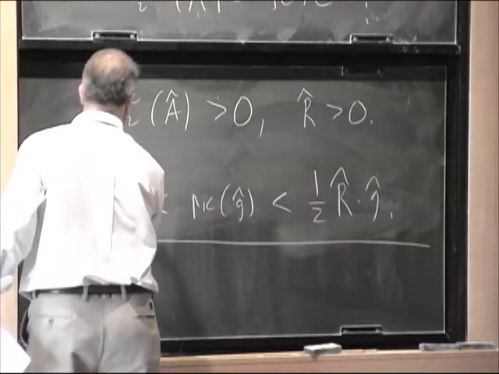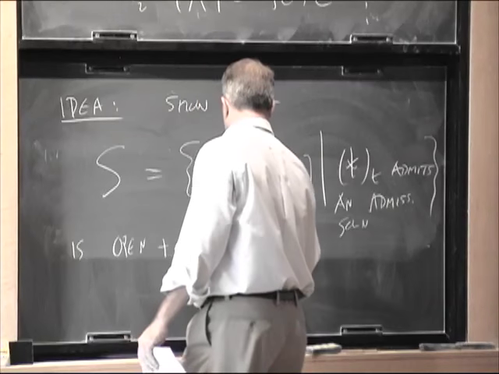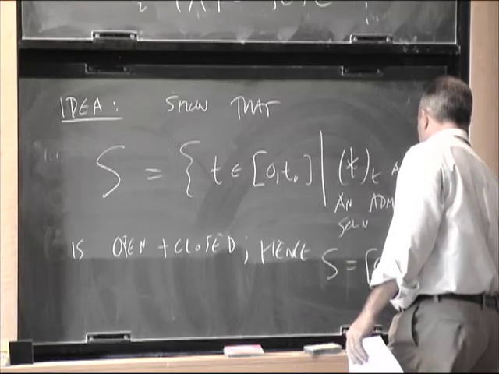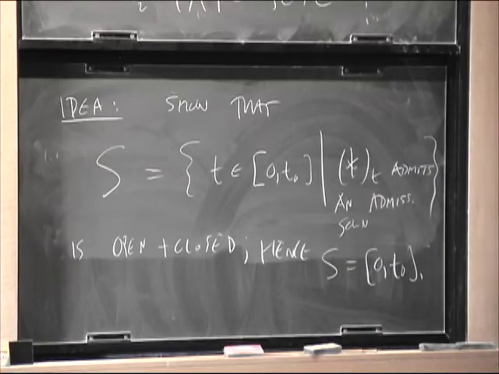So the idea: show that the set S of all values of t in the interval between 0 and t naught such that star t admits an admissible solution is open and closed. And if we can do so, it must be the entire interval. So in particular, we can solve it for t equals 0.